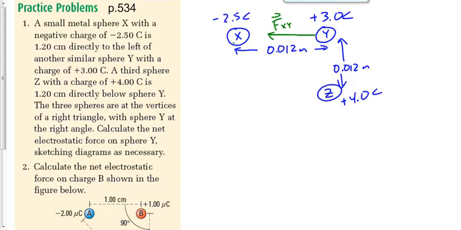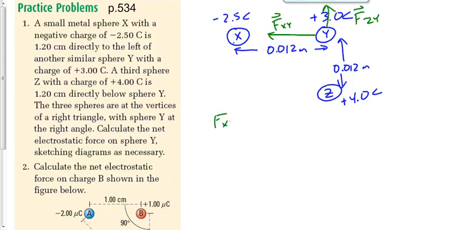What about the force of Z on Y? Well, that's a repulsive force because we have 2 like charges, positive and positive repel. Y is going to be pushed up and away, up and away. We're going to call that FZY. And then we calculate the values of both of those forces.